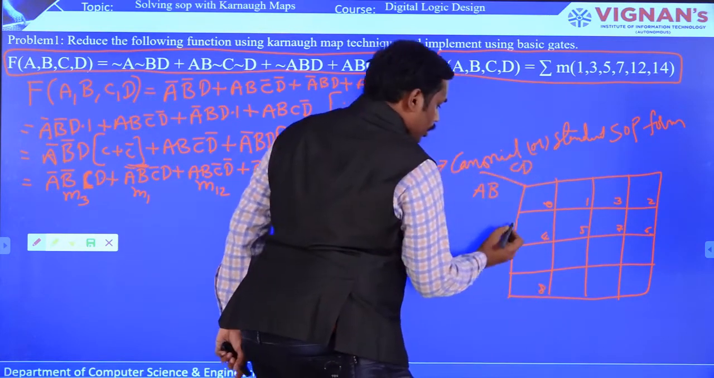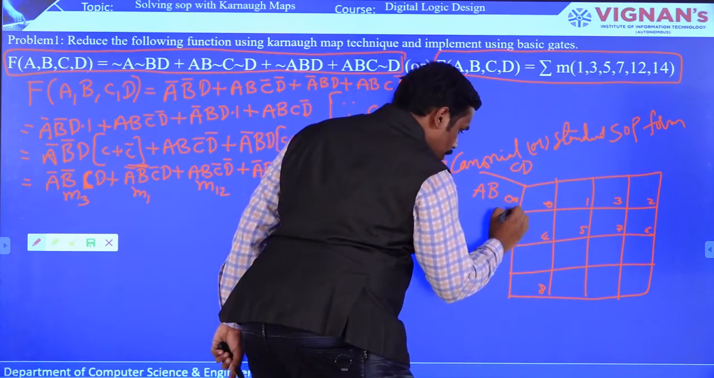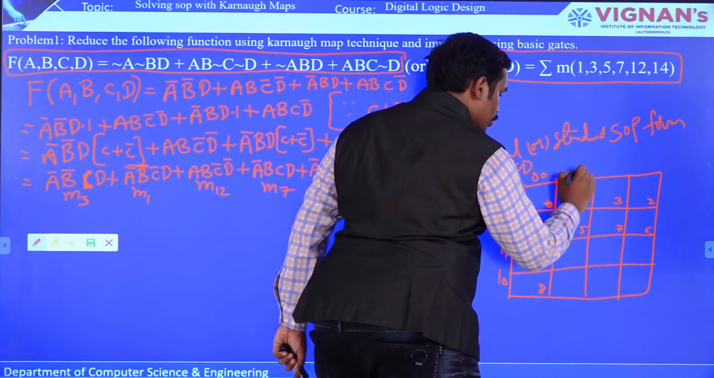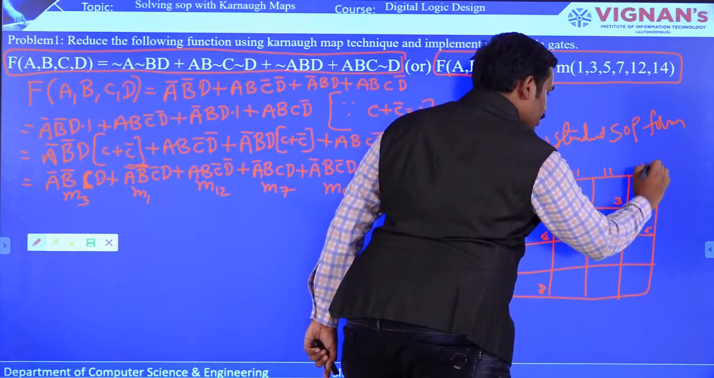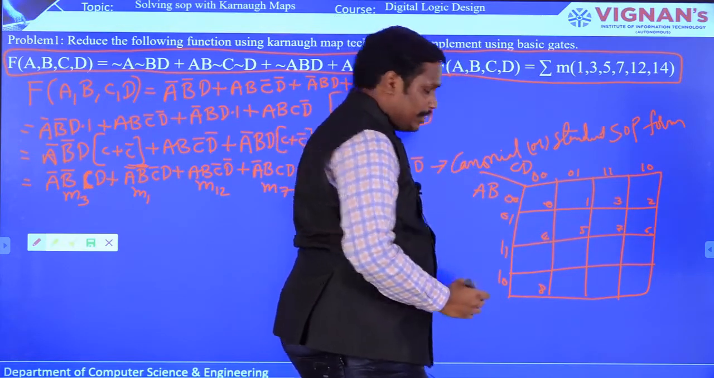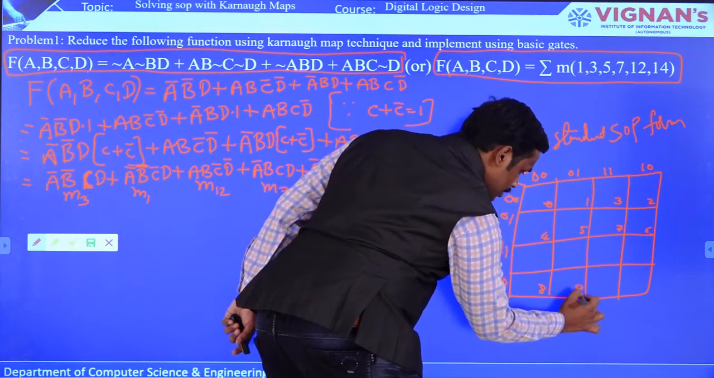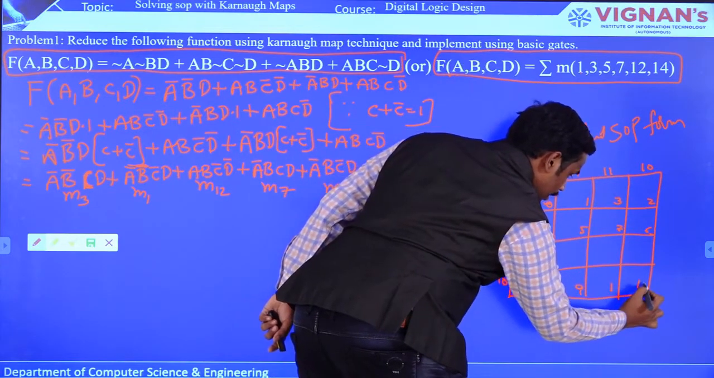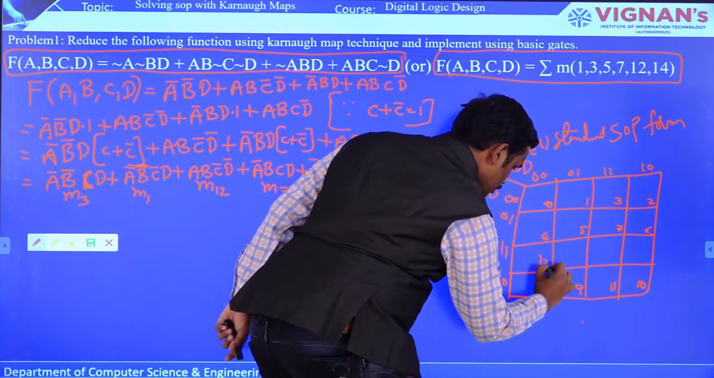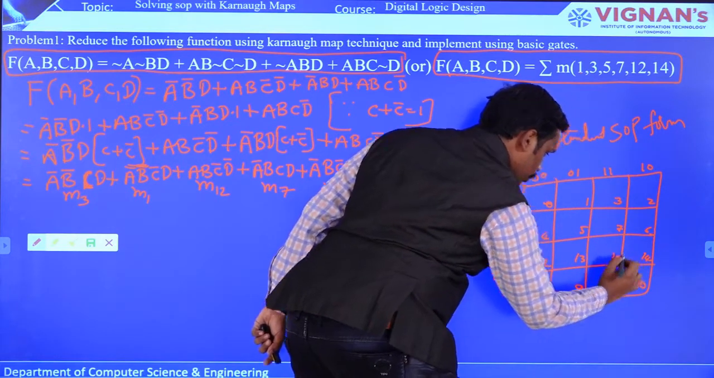Because you know that the gray code sequence that we follow in the row as well as column is 0 0, 0 1, 1 1, 1 0. In the same way, 0 0, 0 1, 1 1, 1 0. Got it? So this is how you are going to write down the cell positions. So 8, and then you can see 1 0 0 1, which is 9, and then 10, and then 11, and then 12, and then 13, and then 14, and then here 15. So the positions are ready.